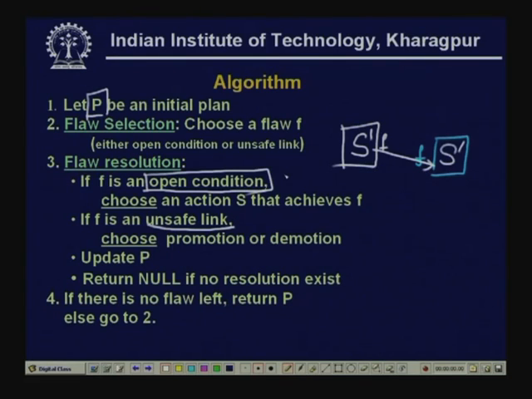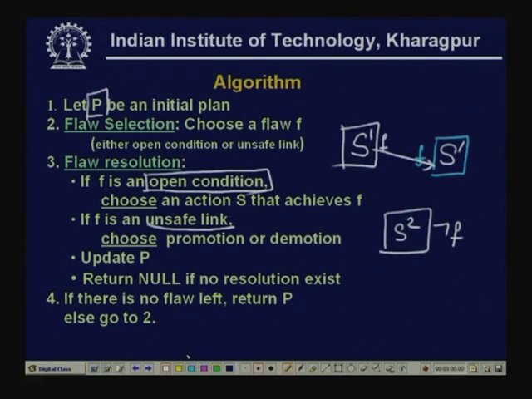If we do this, then this open precondition is taken care of, even though other flaws might be introduced. Namely, the preconditions of S prime, if they are not satisfied, there will be new flaws that are introduced. Secondly, a flaw could be an unsafe link. If we find that S2 deletes F, then S2 cannot come between S1 and S prime.